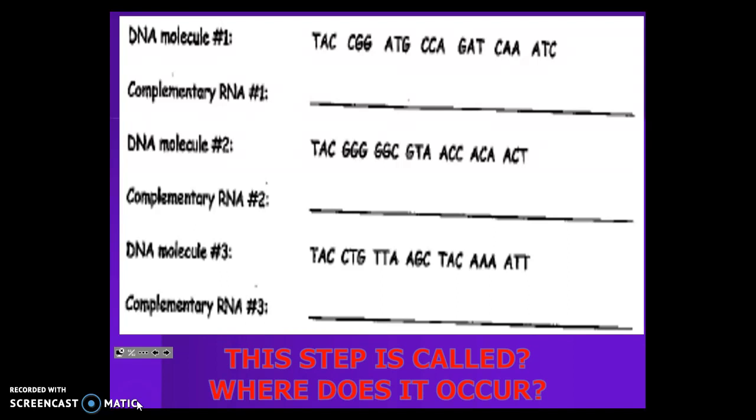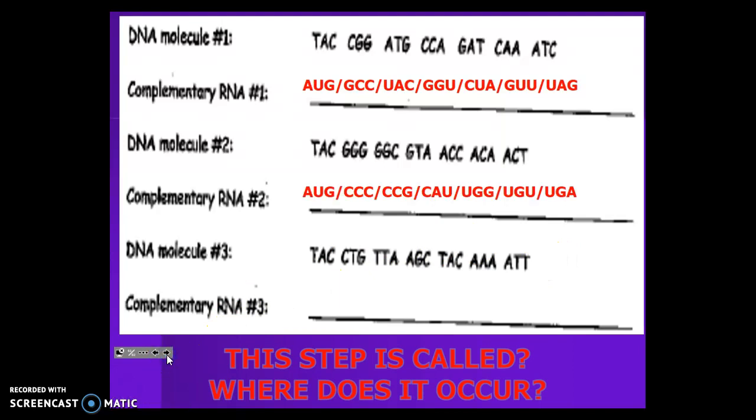Starting off with your first DNA molecule, building the complementary RNA molecule, you should have gotten AUG, GCC, UAC, GGU, CUA, GUU, and UAG. Breaking each into codons, as you can see demonstrated on the screen. Moving on to molecule number 2, the complementary RNA strand you should have gotten were AUG, CCC, CCG, CAU, UGG, UGU, UGA. Moving on to strand number 3, it is AUG, GAC, AAU, UCG, AUG, UUU, and UAA.